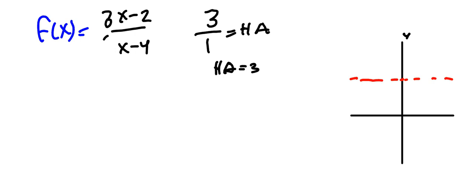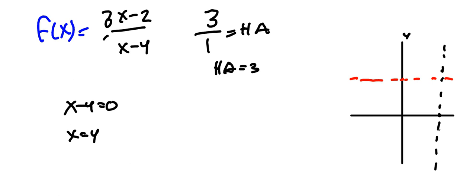And then let's use black for our vertical asymptote. So what is going to make this bottom part 0? Well, let's set x minus 4 equals 0. X is equal to 4. So at x equals 4, let's say that's right here. That's going to be where the function is trying to approach, but it's never going to touch.